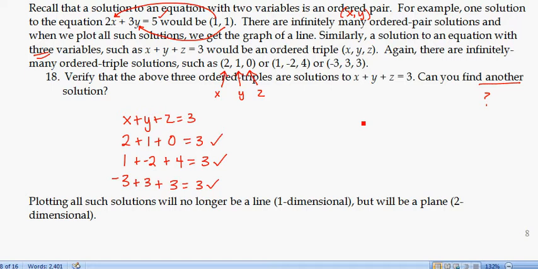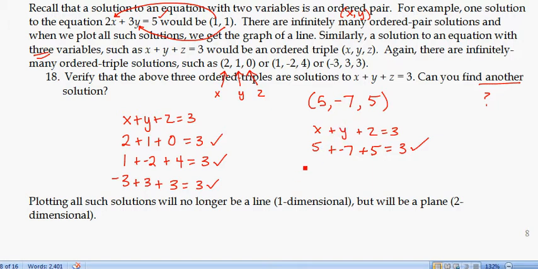Can we find another? Well, yeah, pick any two numbers you want really for x and y. So say x is 5 and y is -7. How could we make this equation true? So again, I'll write the equation x + y + z = 3. If x is 5 and y is -7, what would we have to make z equal in order to make this true? Well, so far I've got -2 + z. So -2 plus something has to give me 3. So I better make z equal to 5, right? Because 5 + (-7) is -2, plus 5 gives me 3. Right. So of course there are infinitely many such ordered triple solutions, right?